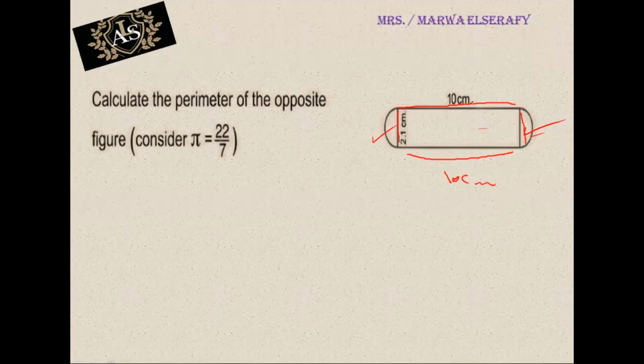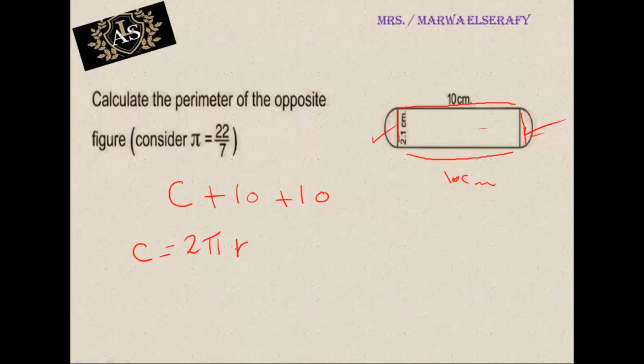I want the length of these sides equal 10 and 10, with this curve, which is half of a circumference. So I want circumference plus 10 plus 10. The circumference will be equal what? Circumference will be equal 2 pi r, or circumference will be equal pi d. In here he gives me the diameter, so I will use this rule.